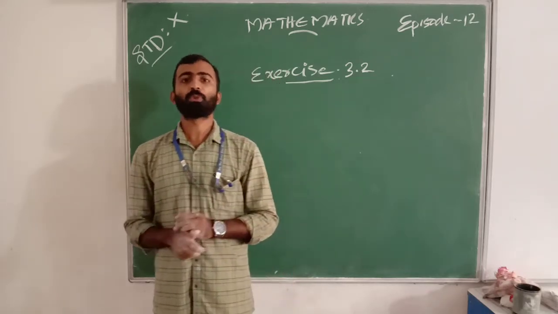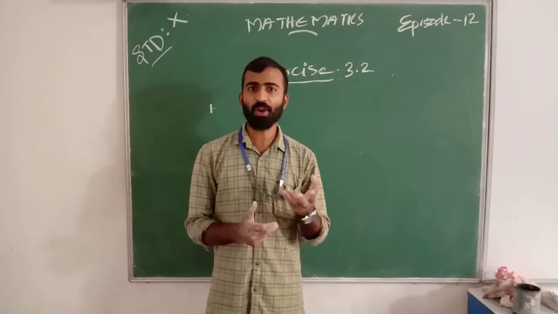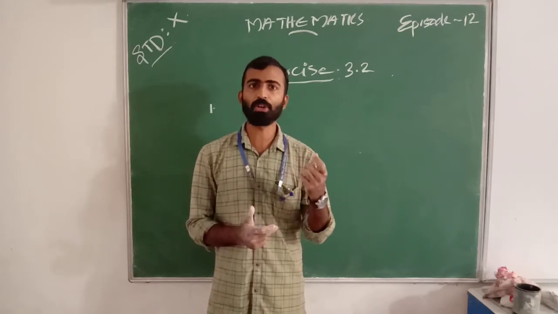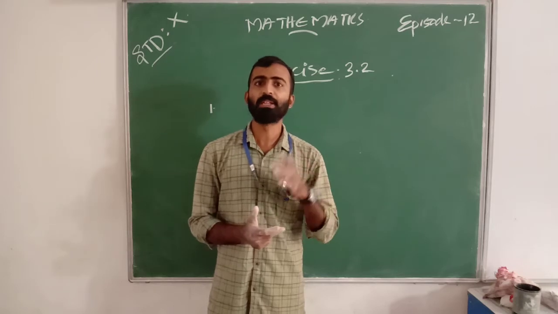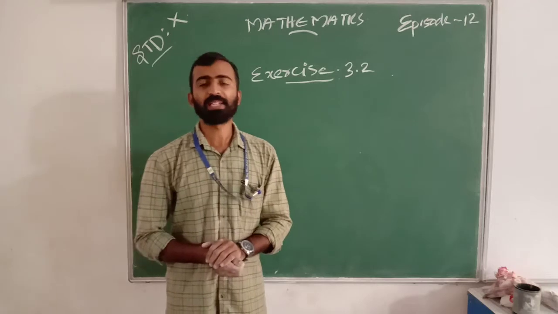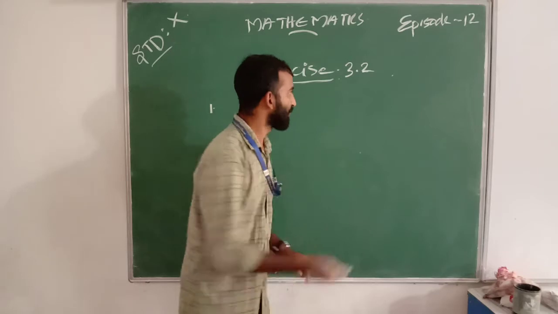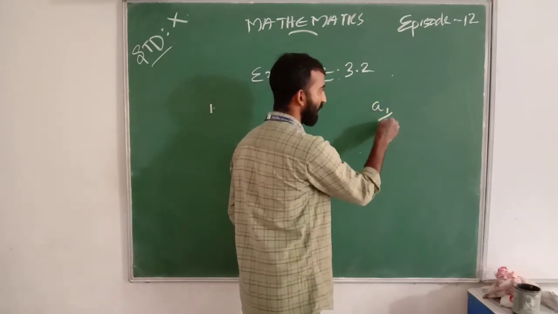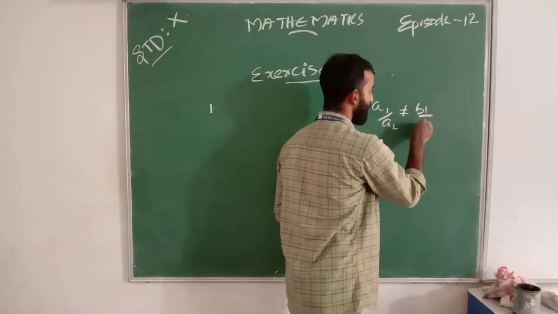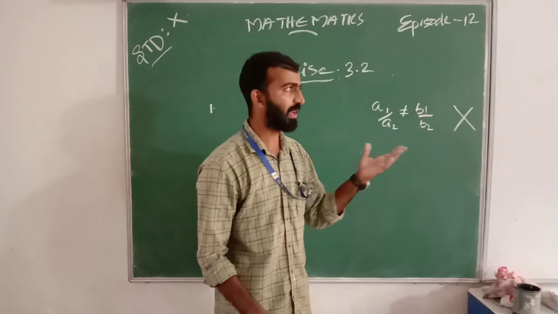We are discussing linear equations in two variables. In previous classes, we discussed the coefficient relations: if a1 by a2 is not equal to b1 by b2, then the graph is intersecting, and there is exactly one solution. We studied this in the previous class.